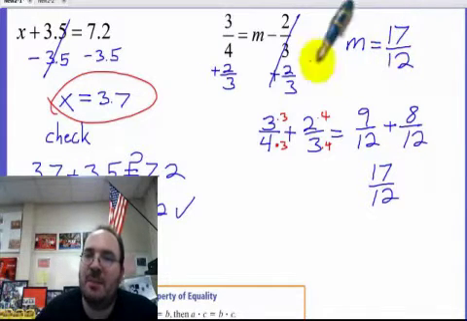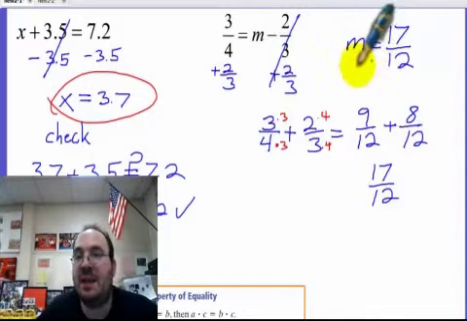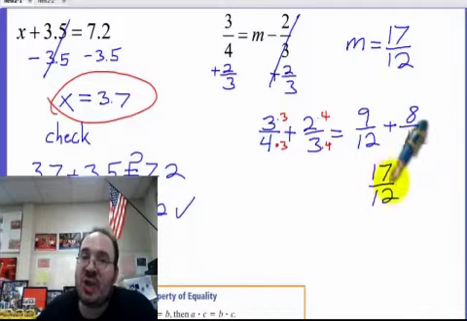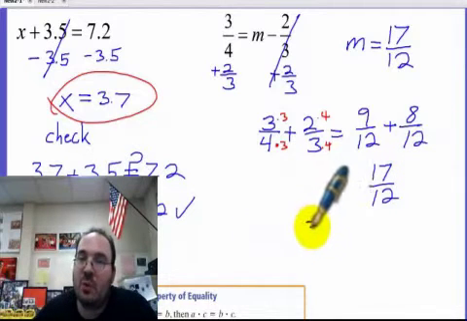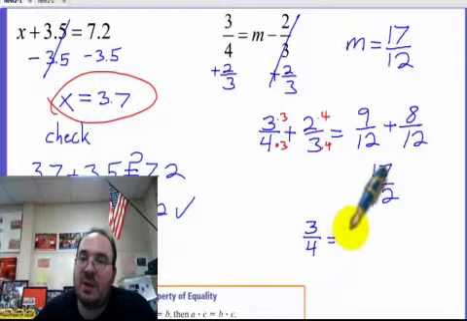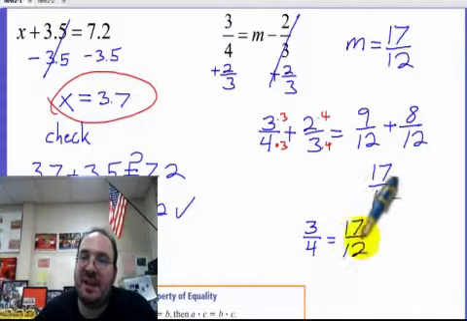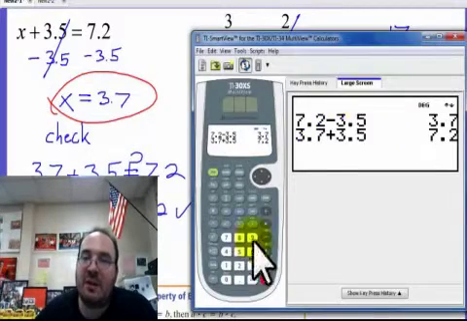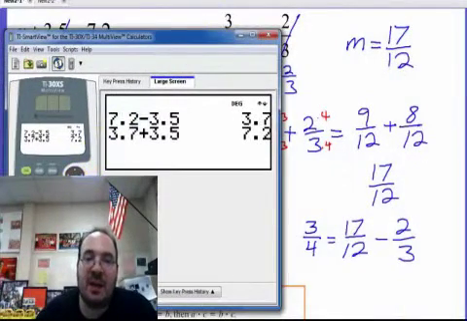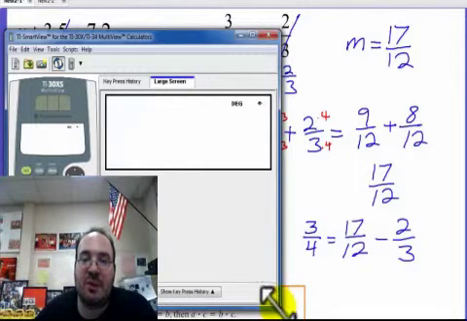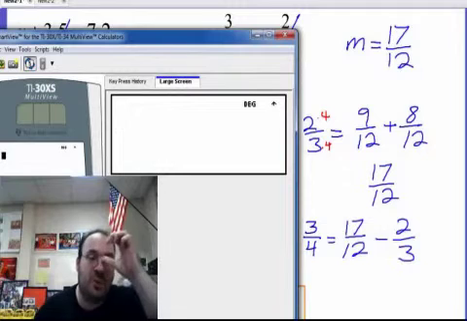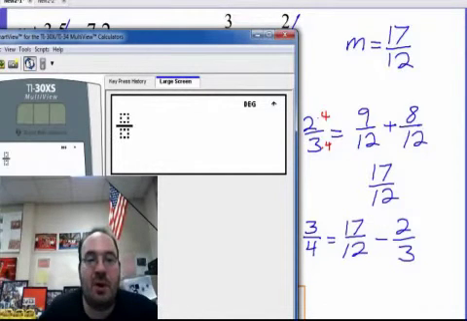And notice my variable was on the right. I immediately wrote it on the left, just because that's how we like our variables to look, and we can check our work. So we rewrite the original problem now. So I'm going to put 17/12 in for m and subtract 2/3. And if you want to use your calculator for the checking, that's okay. But the first time through, I think we should do it without, just because people who don't use their calculators all the time are pretty cool. So you want to be one of those cool people. All your friends will be like, man, this guy, their brain is their calculator.